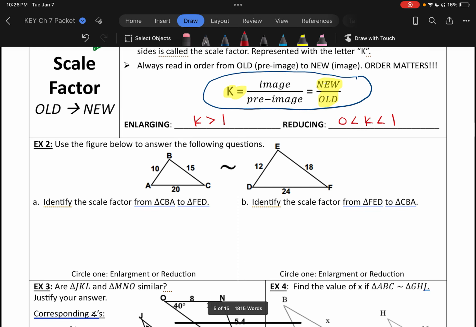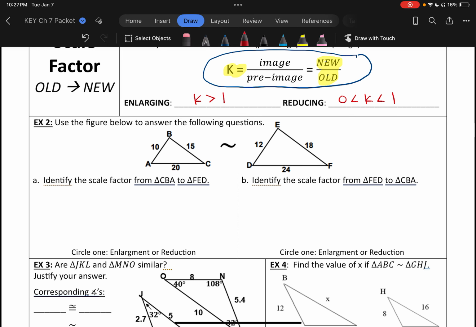Okay, let's start looking at finding scale factor. It says, use the figure below to answer the following questions. It says, identify the scale factor from triangle CBA to FED. The order matters here, right? So now it's up to you to determine which one is the new one, which one is the old one, okay? When it says from, that represents your old. That means that you're starting with triangle CBA. And that then means that the new one here would be triangle FED.